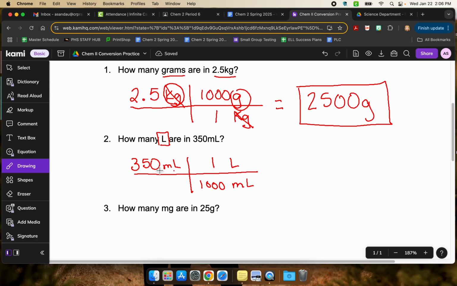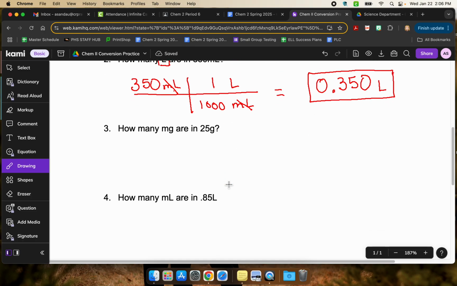So as I come here, I'm going to do 350 times 1, hit enter, divided by, because we're going down now, divided by 1,000. And when we do that, your calculator should read 0.350. My milliliters are canceling, so the only unit I'm left with is liters. Okay. All right, on to the next one.